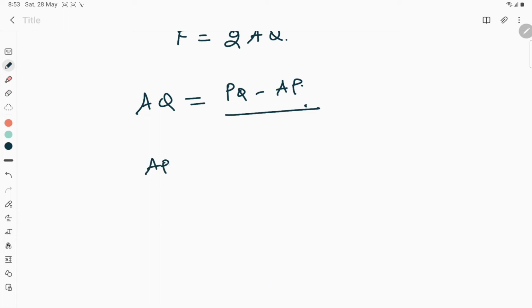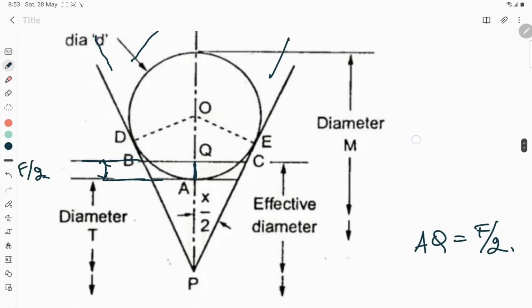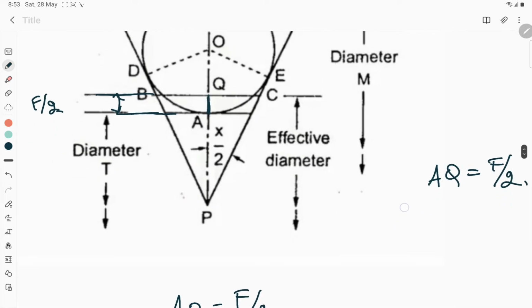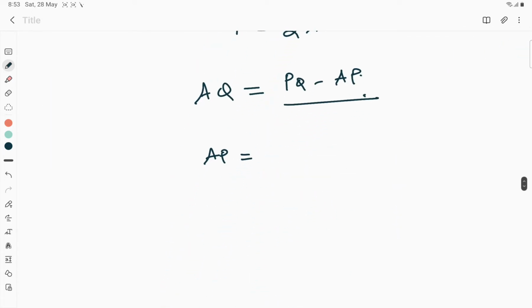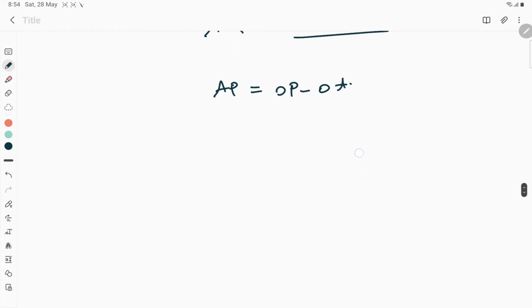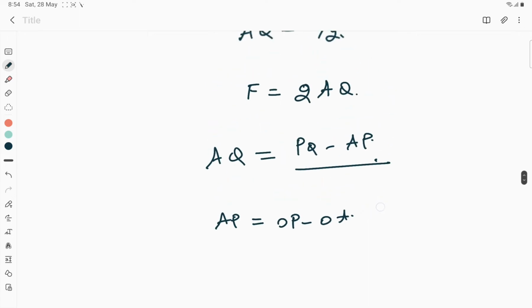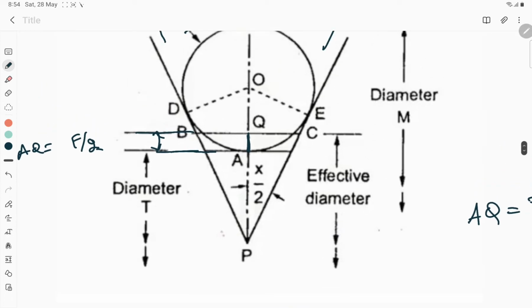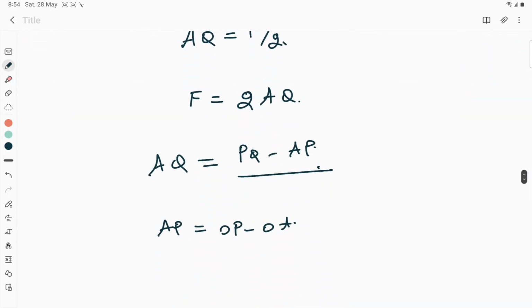So AP, if you see here in the diagram, AP can be written as OP minus OA. AP is nothing but OP minus OA. So I am writing that here, OP minus OA. Now we will find out what OP and OA are with the help of a triangle OEP. With the help of the triangle OEP, we will try to figure out what OP is.